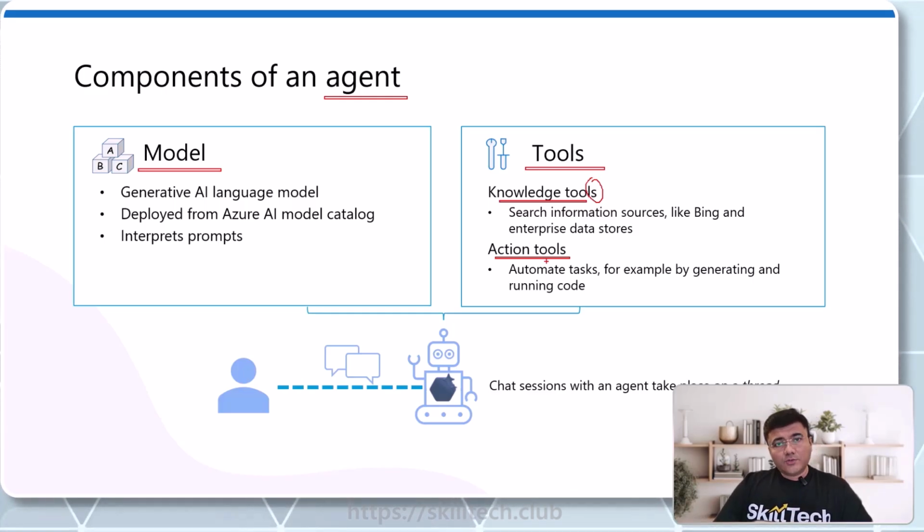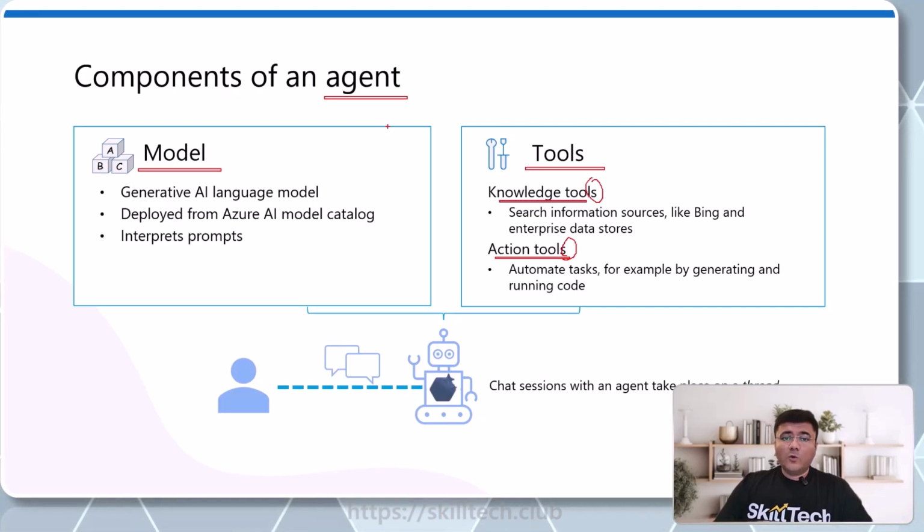And then we have action tools also. These are the tools which will help you automate tasks. For example, you want to generate and run code, so basically you want to generate some programming language code. You want to do certain tasks like downloading a file, or booking a flight ticket, or maybe calling some particular API. All of these things are going to be taken care of by agent tools. These tools are going to be a very important part of your agent.